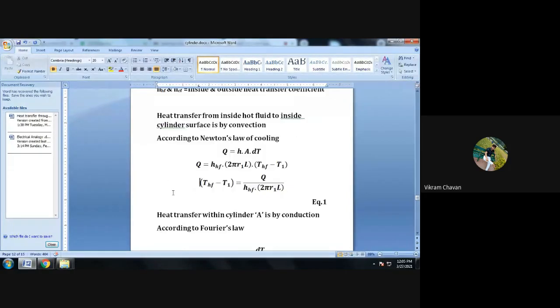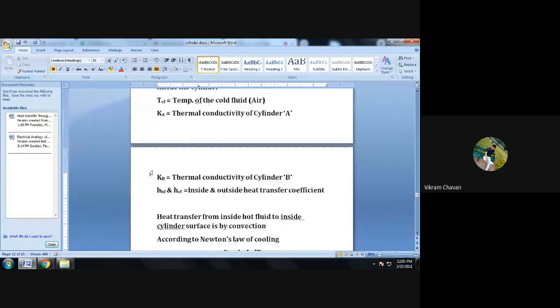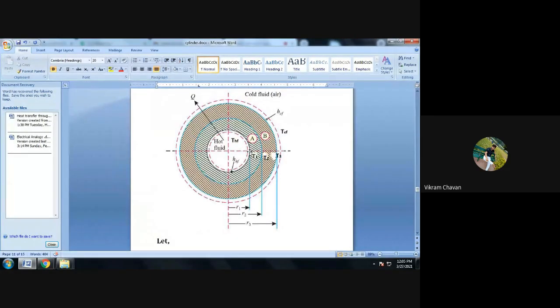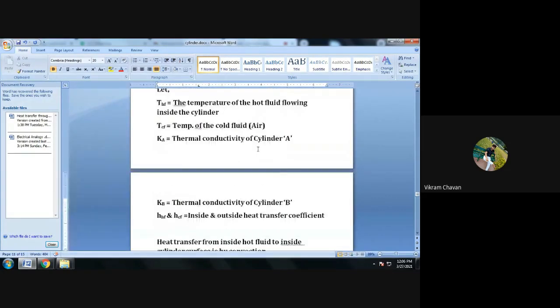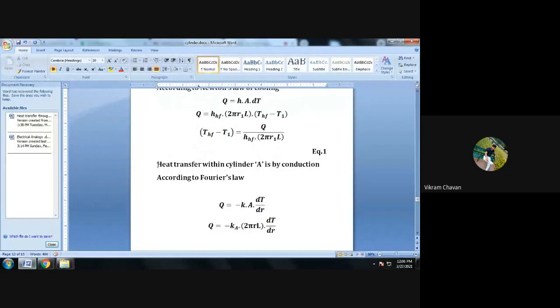Now, heat transfer within cylinder A. Considering this diagram, heat has now reached this point. Heat is flowing from the internal surface of A to the external surface of A, within the thickness of the cylinder. That heat transfer will be considered as conduction heat transfer. So we have to consider that heat transfer within cylinder A is by conduction.